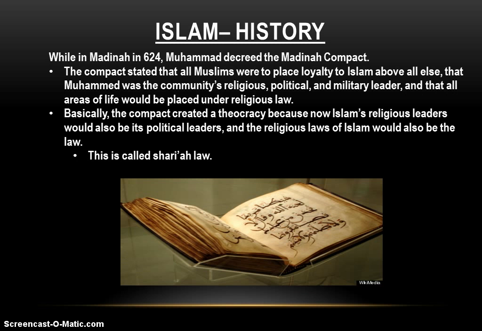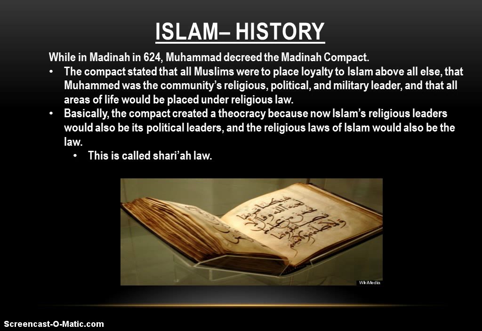And it was also dictated that all areas of life would be placed under religious law. So you're creating a theocracy where the religious leaders of Islam will also be the political leaders and military leaders of the community. And the religious laws of Islam would be the actual legal code. Because it was believed that Muhammad is speaking through the word of God and laying down those laws, and so then Muhammad's laws are actually Allah's laws, and the laws of Allah are superior to the laws of man. That would be the belief.